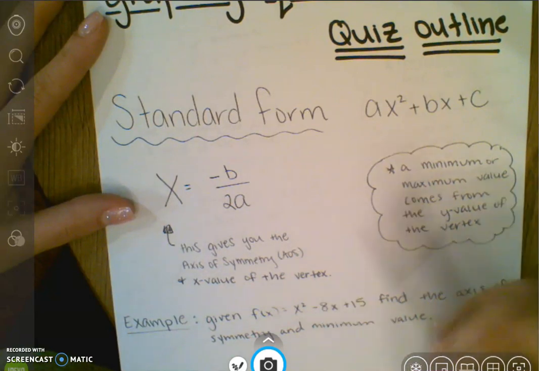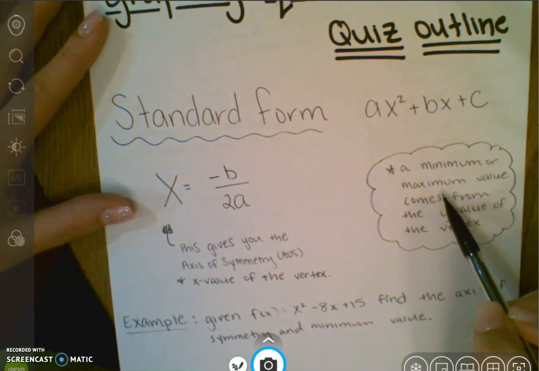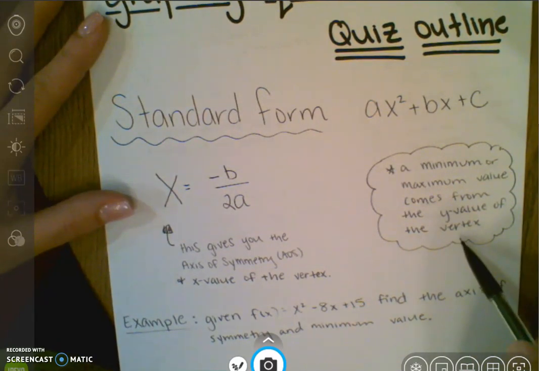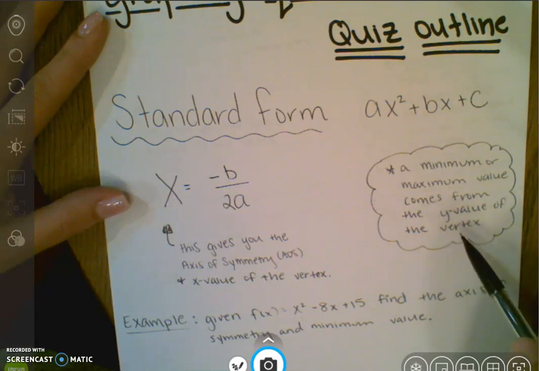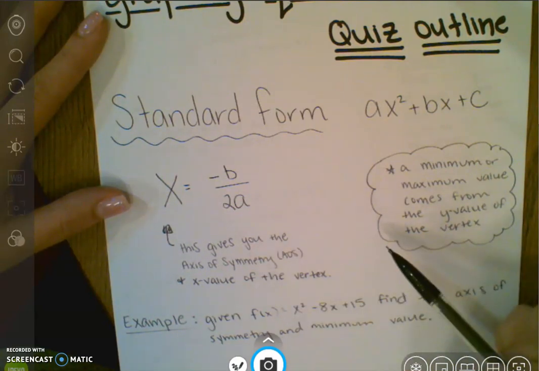And things to remember: a minimum or a maximum value comes from the y value of the vertex. After you find the vertex, the x is this, and this is the axis of symmetry, and then the y of your vertex is going to be the min or max.